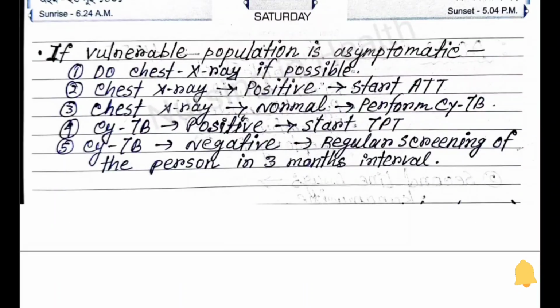And if the vulnerable population is asymptomatic, do chest X-ray if possible. If chest X-ray is positive, start anti-TB treatment, and if chest X-ray is normal, perform the Psi-TB test. If the Psi-TB test is positive, start TPT, and if Psi-TB is negative, do regular screening of the person at 3-month intervals.